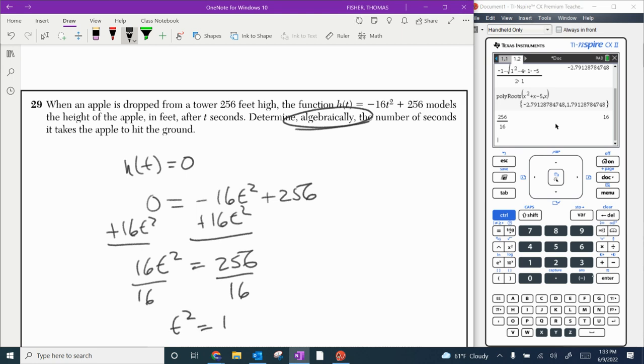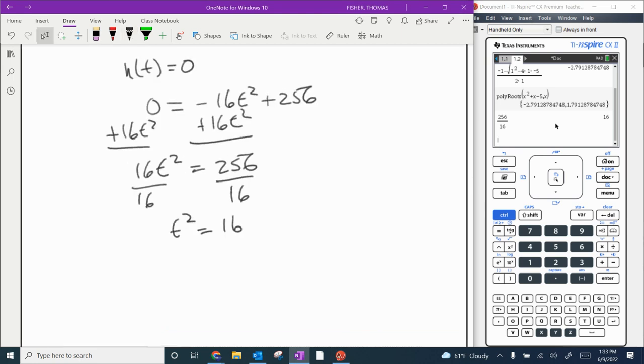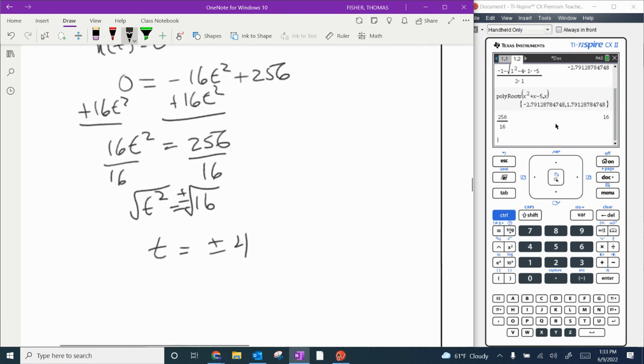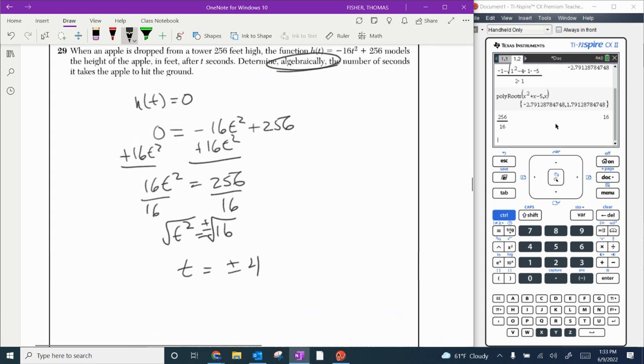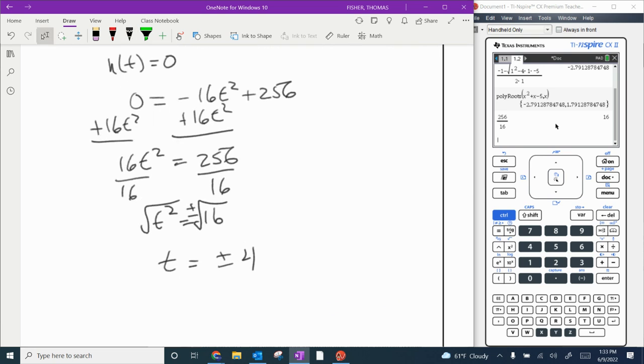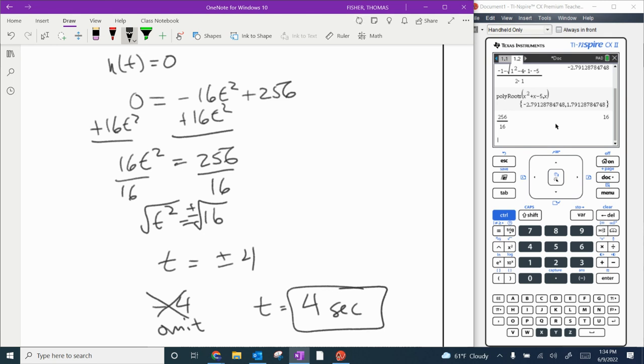t squared is 16. Now, normally here when you take the square root of both sides in order to get t by itself, you've got to do plus or minus. So technically it should be plus or minus 4. But if we're talking about an apple falling from the sky or from a tree or whatever, a tower, I guess, we're not going to have negative seconds. So negative 4 we're going to omit, and t is going to equal only 4 seconds. It's important to make sense of your answer and box in the final answer. We don't want to show the negative 4 as our final answer because it's not negative 4 seconds.